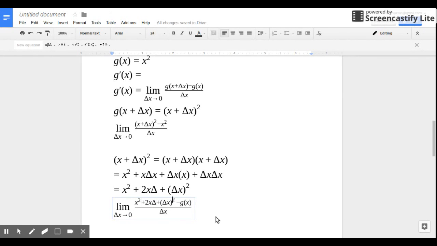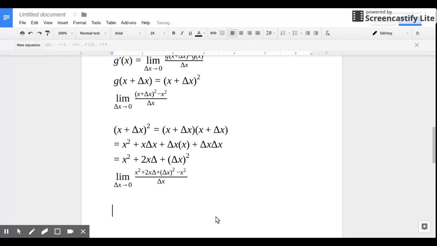Now, minus g of x. Now, what was g of x? Well, g of x was just our x squared. Right? G of x was equal to x squared. Okay. So as you can see now, by looking at this, we're going to be able to cancel some stuff out. We have an x squared minus an x squared. You see that? An x squared minus an x squared. Okay, so we'll go ahead and just rewrite all that.